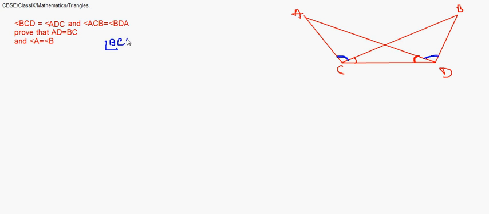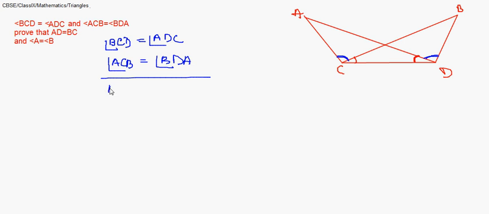What we can do now is we write angle BCD is equal to angle ADC. Also we know that ACB is equal to BDA. Now if we add these two, BCD plus ACB makes ACD angle equal to angle BDC.